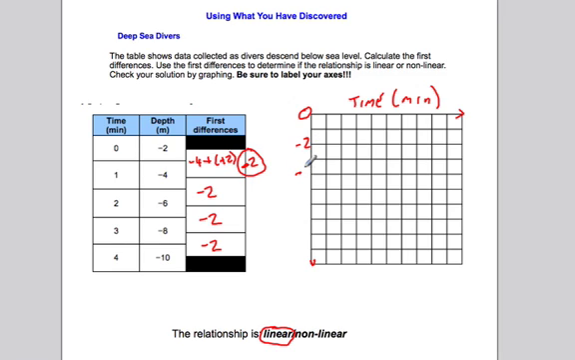-2, -4, because this is depth in meters. And -6, -8, and -10. And we've got to go from 0 minutes up to 4 minutes. So we'll go every other one. So 1, 2, 3, 4. And make sure you spread out the graph as much as possible. If you scrunch it in, it's hard to read.